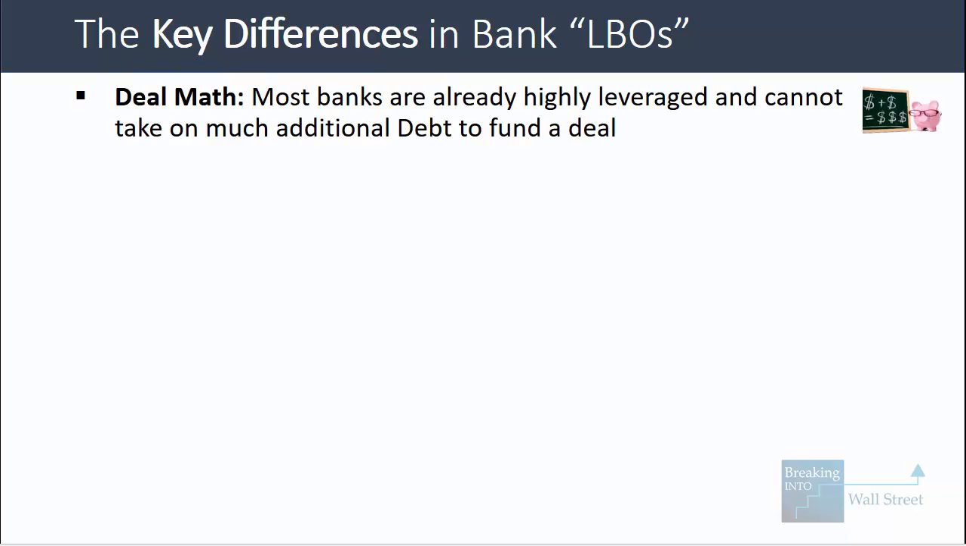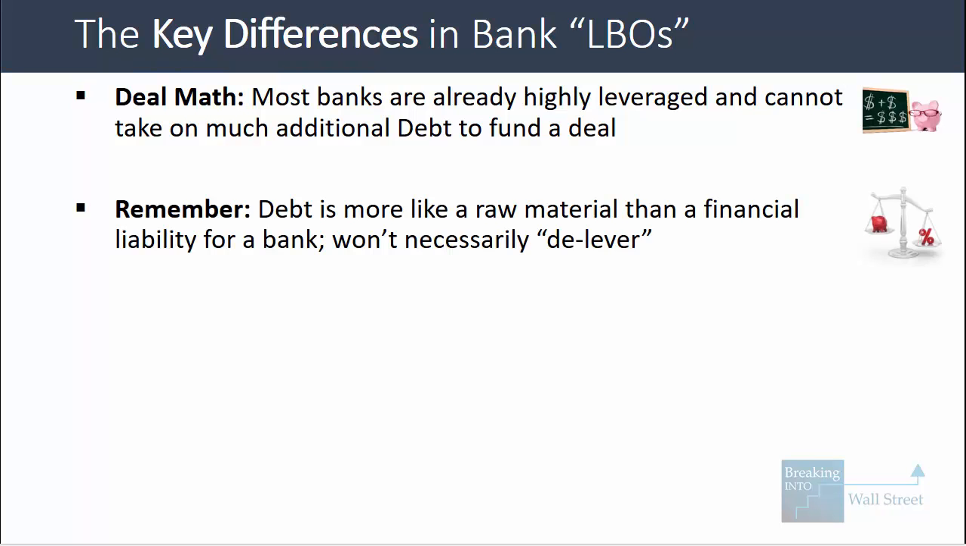The second problem is that most banks are already highly leveraged and they can't take on much additional debt to fund a deal. Debt is more like a raw material than a financial liability for a bank. And even if a bank takes on more debt or increases the amount of debt it has, it doesn't necessarily aim to delever over time. Instead, it's just going to use that debt to fund more loans and other interest-earning assets on the other side of the balance sheet.